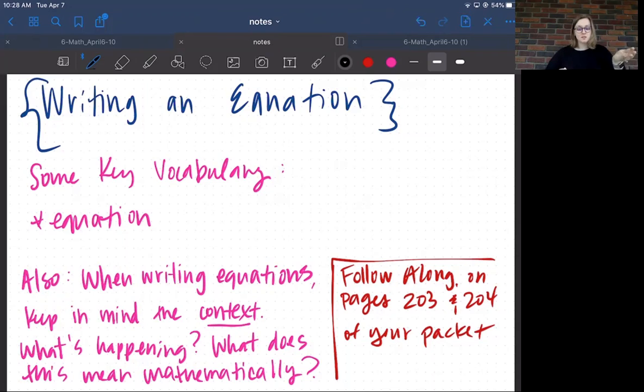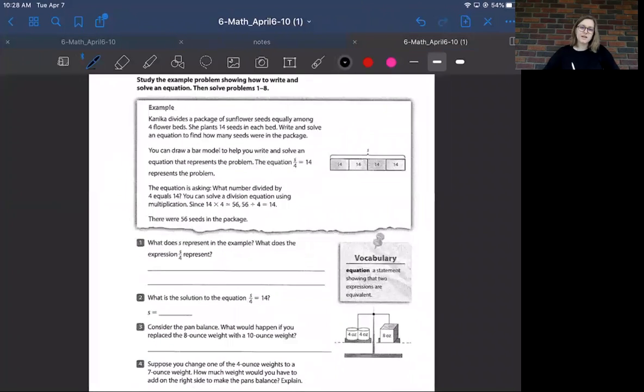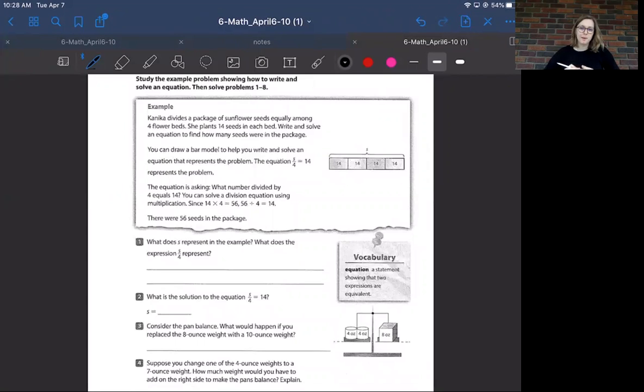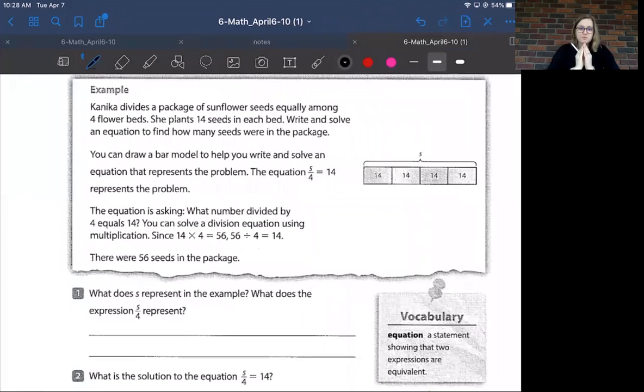So we're actually going to start first on page 203. It should be the first page inside your packet, and I want you to pause the video right now and read this question to yourself. So hopefully you've paused and you've read it, okay? It says, Kanika divides a package of sunflower seeds equally among 4 flower beds. She plants 14 seeds in each bed. Write and solve an equation to find how many seeds were in the package.